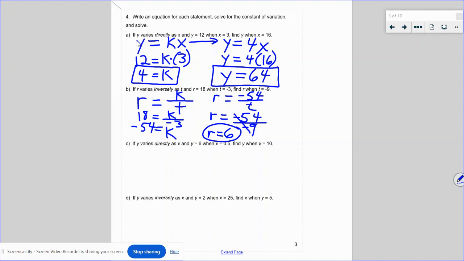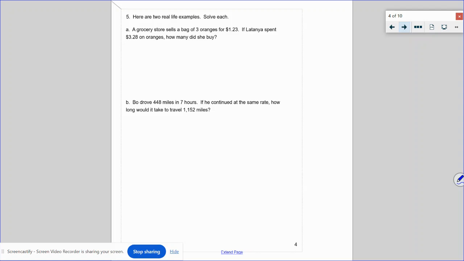And then we're just going to do one example from the back page. Couple of examples in context. Let's look at part A. A grocery store sells a bag of 3 oranges for $1.23. Latanya spent $3.28 on oranges. How many did she buy? We don't know how many she bought. We also do not know how much a single orange costs.